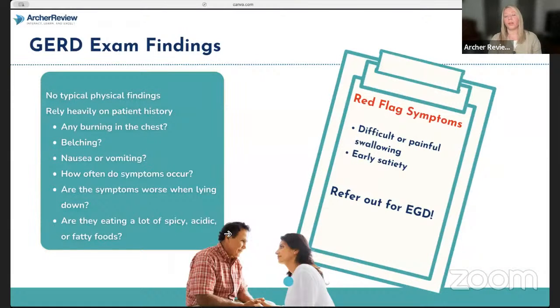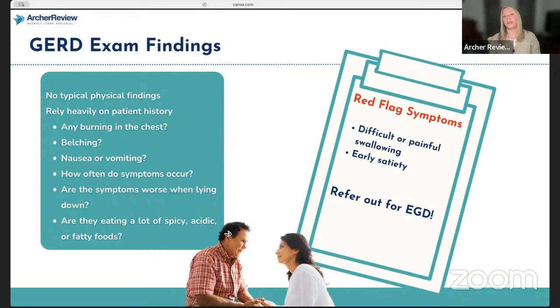So, with GERD, there might not be any physical findings. You'll have to rely heavily on the patient history. So, ask things like, are you having any burning in your chest? Are you belching frequently? Are you having any nausea or vomiting? How often are your symptoms occurring? Are they worse when you're lying down? And are you eating a lot of spicy, acidic, or fatty foods?